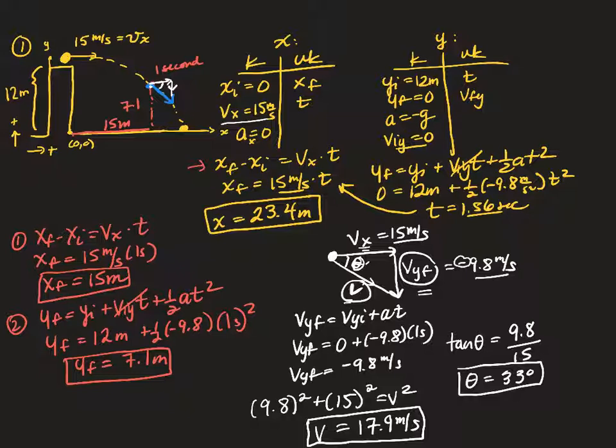So at 1 second, my cannonballer is moving with a speed of 17.9 meters per second down at that angle, at an angle of 33 degrees.